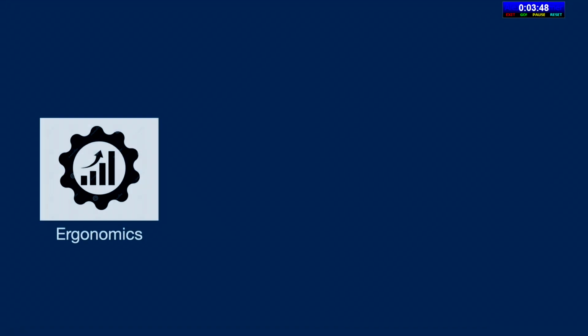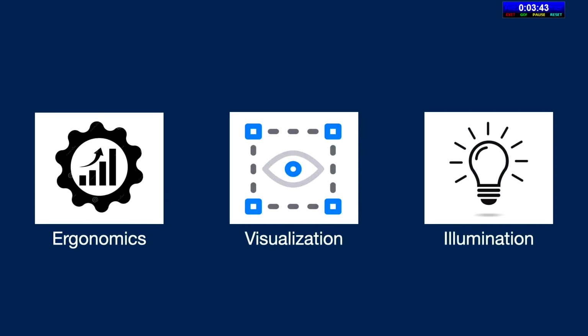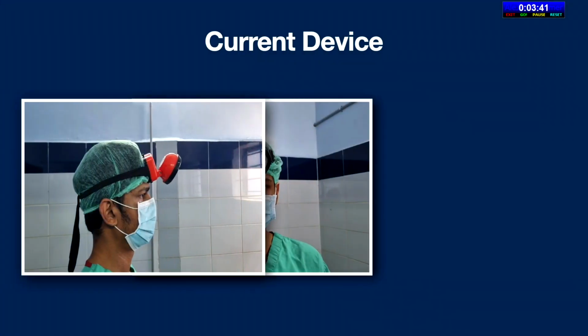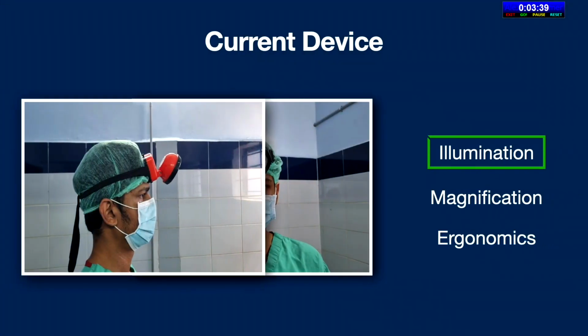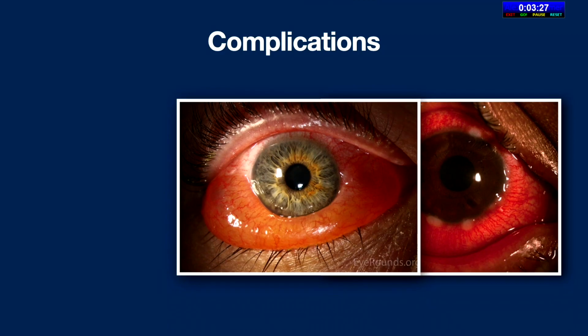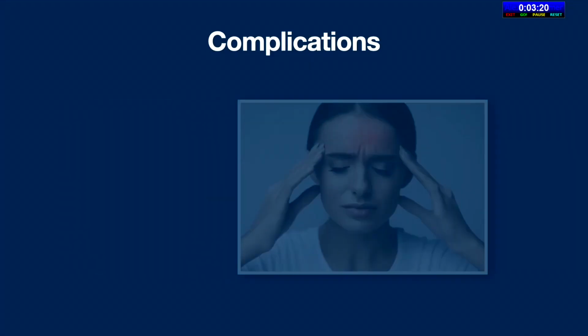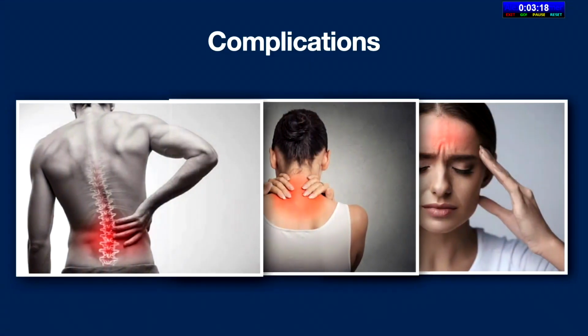A good subtenon block requires good ergonomics, better visualization and proper illumination. The device currently available provides good illumination, but lacks magnification and good ergonomical design. This often leads to complications such as congestion, chemosis, subconjunctival hemorrhage, and inadequate anesthesia. As doctors, we also face headache, neck pain, and body ache.